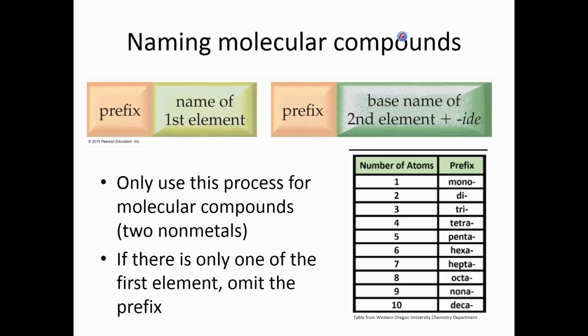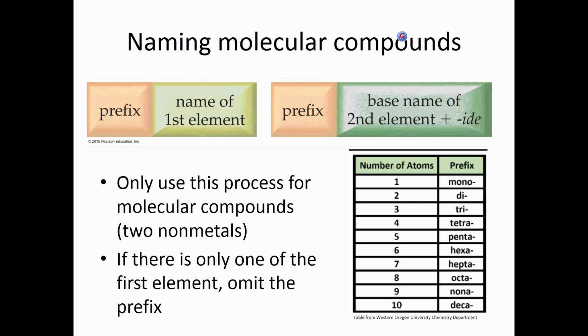Okay, so a little bit about naming molecular compounds. When we name a molecular compound, we use a prefix to indicate how many we have of each of the atoms, or each of the elements in the compound. We only use the prefix on the first element if it is not a 1. So for example, for carbon dioxide, we don't say mono carbon dioxide, we just say carbon dioxide.